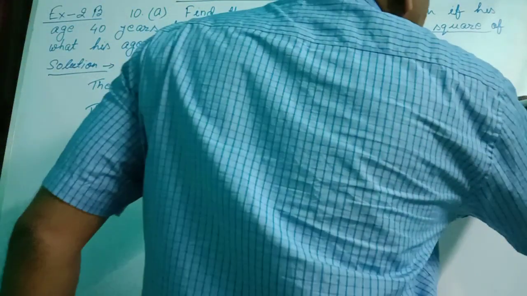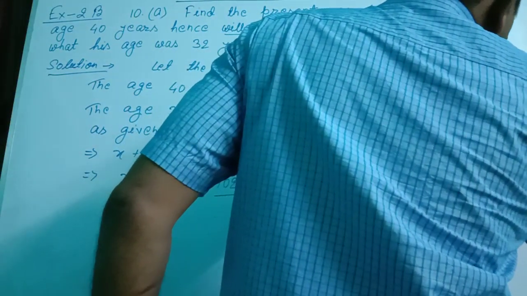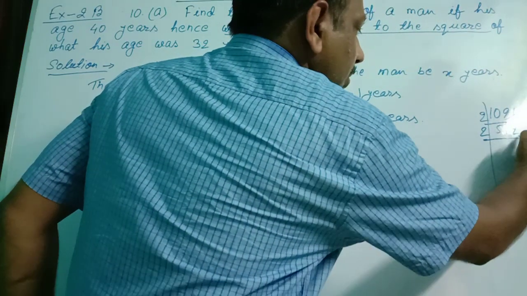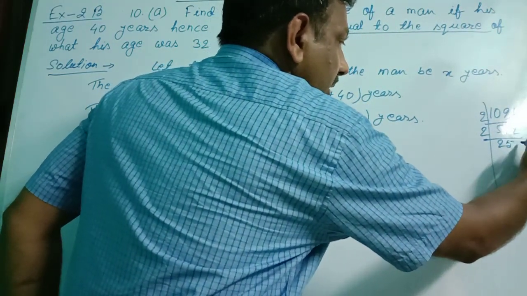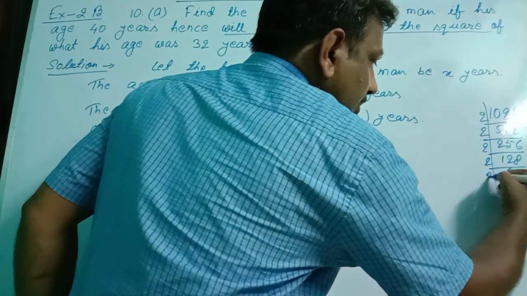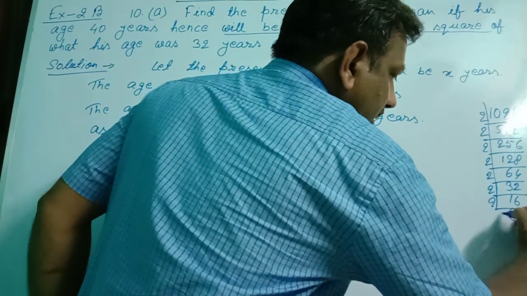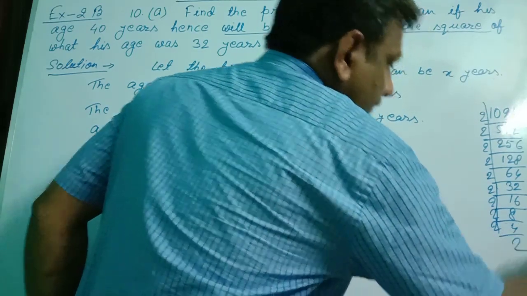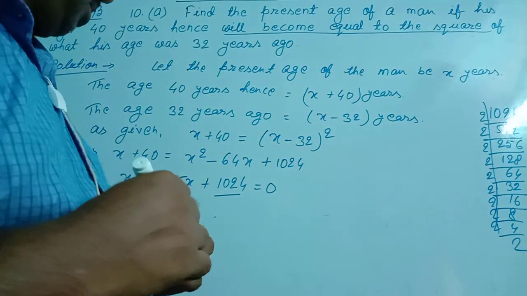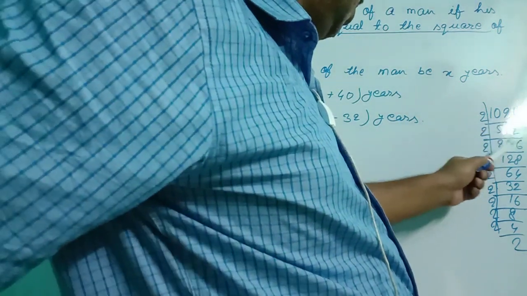Now we have to split this into two terms such that the subtraction or addition should be equal to 65. Let us check once.